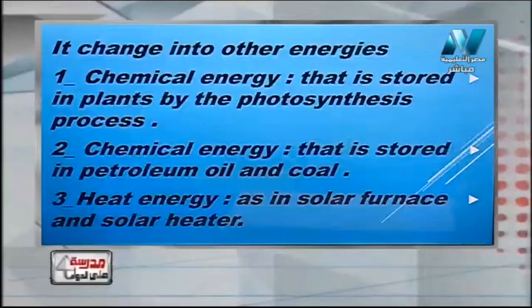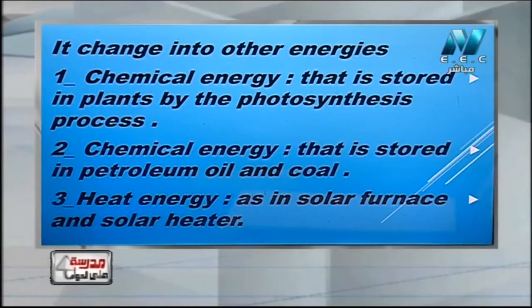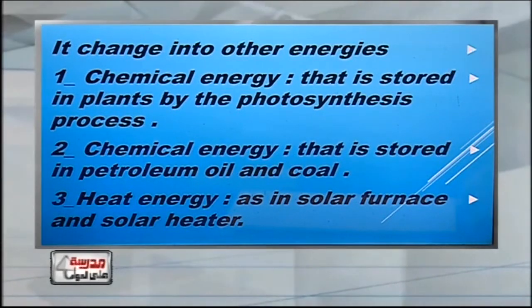But where does the energy in these animals come from? The energy inside their bodies comes from food, and where does the energy inside food come from? From the sun, from solar energy. So solar energy is the source of chemical energy inside the oil and coal. Number three, solar energy changes into heat energy, as in the solar furnace and solar heater.